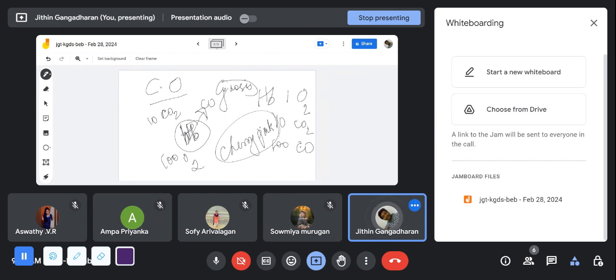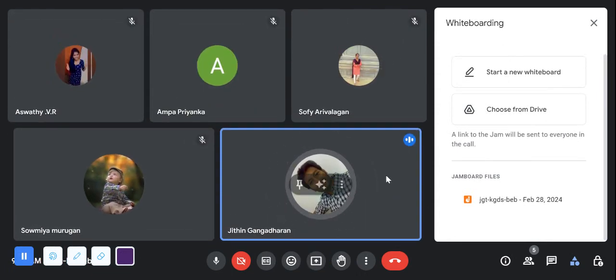So this is all about the respiratory system. Thus we have completed the respiratory system. Guys, do you have any doubts?